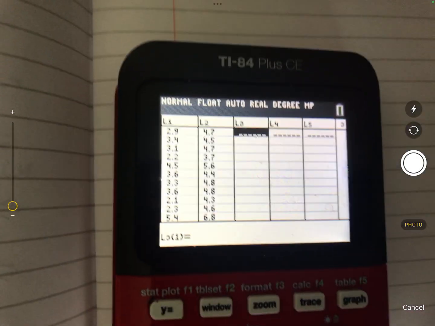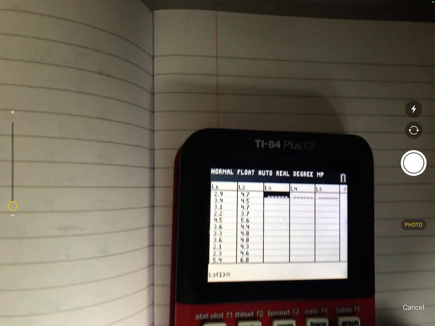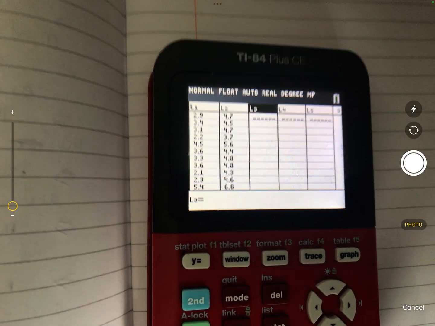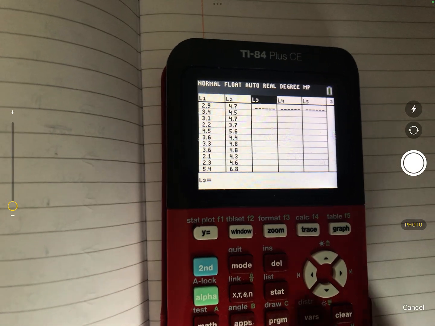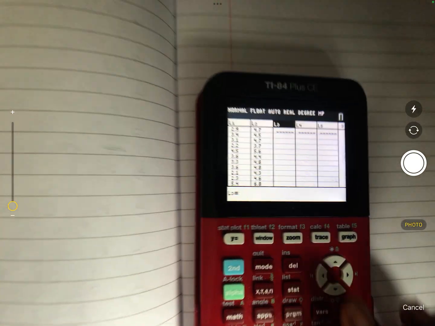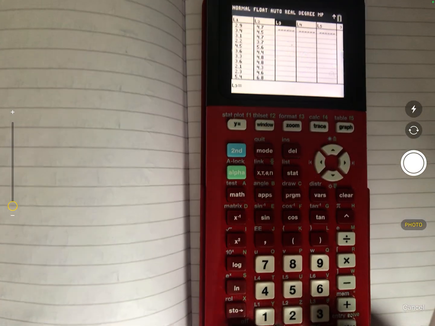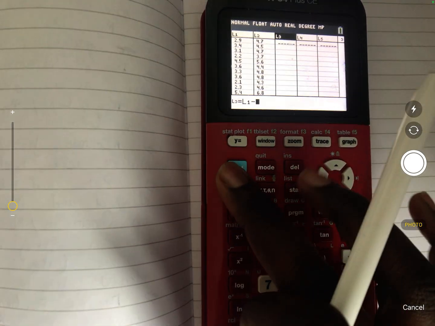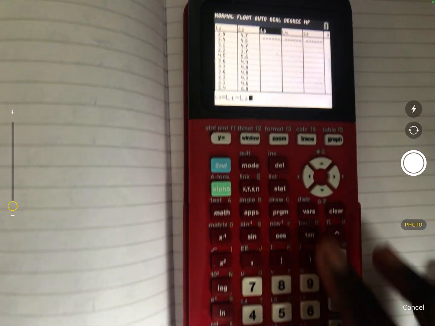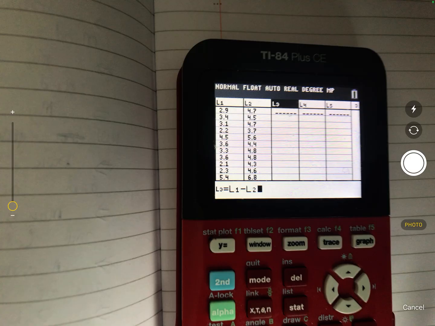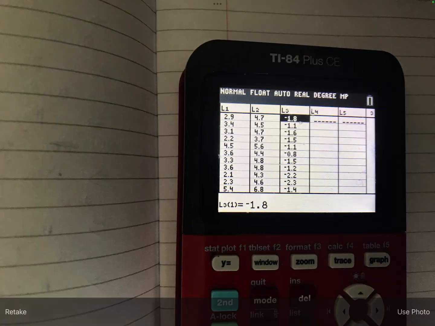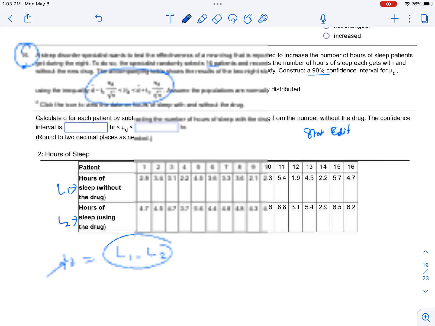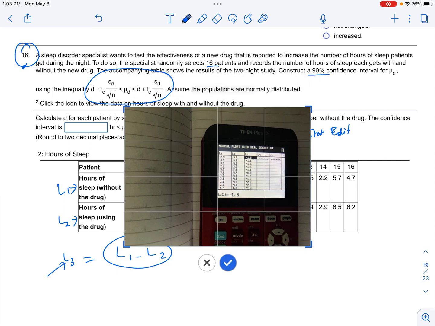All right, so there goes the data. We go up and we do L1 minus L2. We know how to do that. Second function L1 minus second function L2. This is what you have. Press enter and we take a picture of that. Come back. Okay.